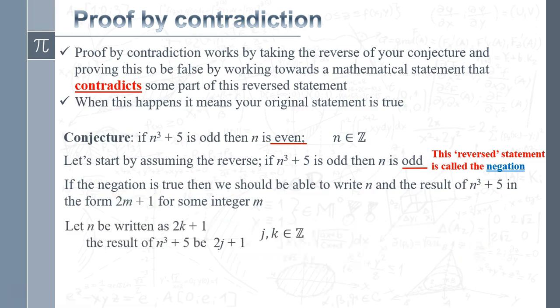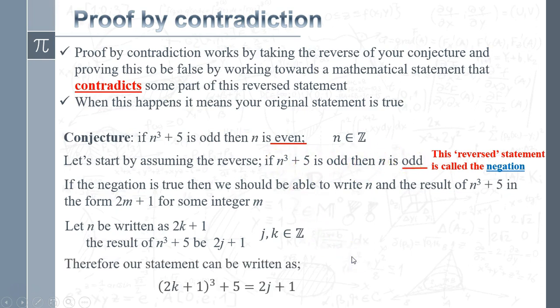So there we go. What I've done is I've written n as an odd number, and I've written n cubed plus 5 as a different odd number. And what I'm going to do now is use these two algebraic statements to write my negated statement, but to write it mathematically. So, therefore, we've got that. What we're saying there is this odd number here, the blue one, is an odd number cubed, plus 5 equals an odd number. So hopefully you're happy that this statement down the bottom is the mathematical version of this statement written in words up here.